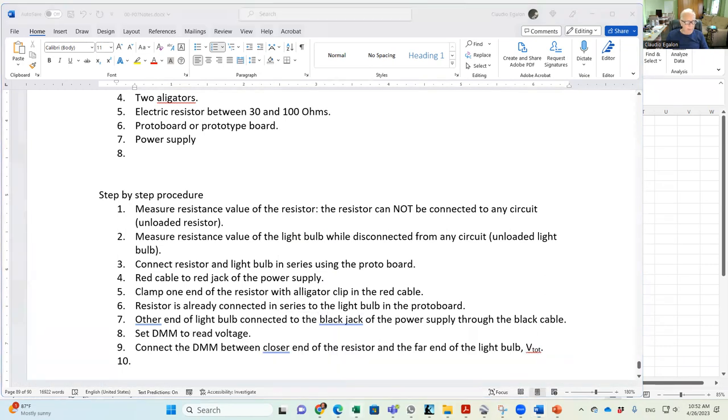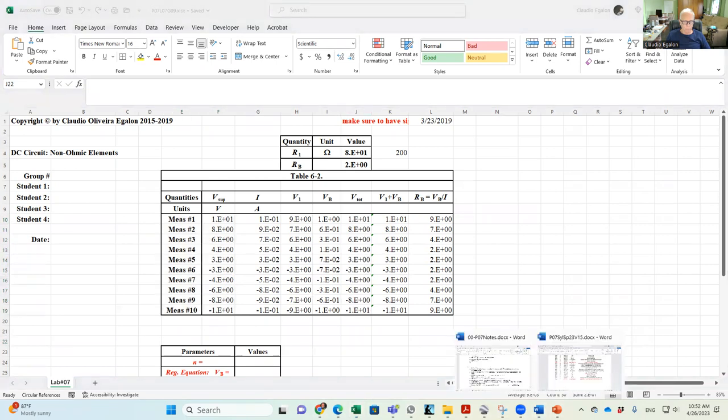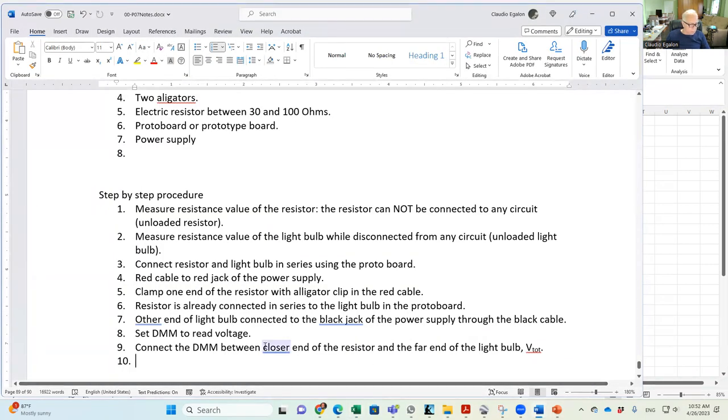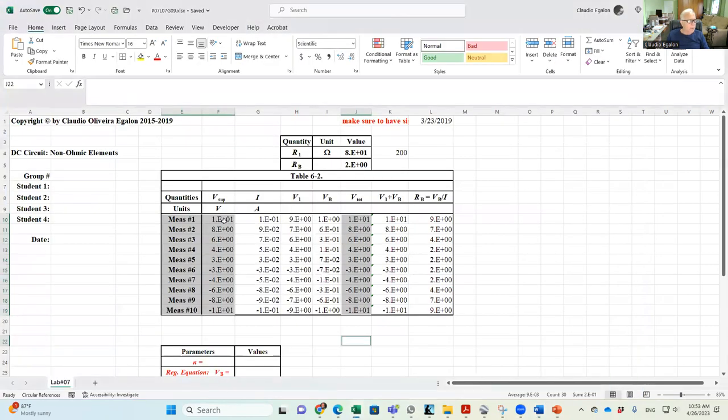And now we are going to start taking readings of the V total right here by changing the value provided by the power supply. Between the closer end of the resistor and the far end of the light bulb. Set the power supply to 10 volts. Let's see how many volts that is. 10, 8, right? 10, 8, 6, 4, 2.8.